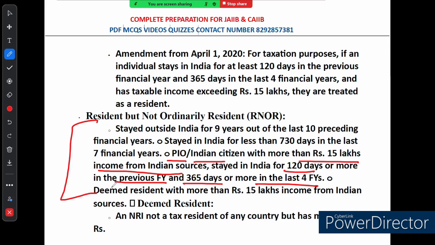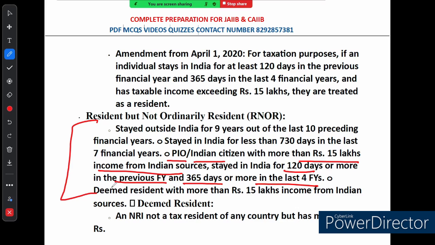They have stayed for at least 120 days in the previous financial year. They have stayed for at least 365 days in the last 4 financial years. That's why they are resident, but they have not spent enough time in India recently to be considered fully ordinary resident. They are considered resident but not ordinary resident, RNOR, right? So this category affects how much tax you have to pay in India.